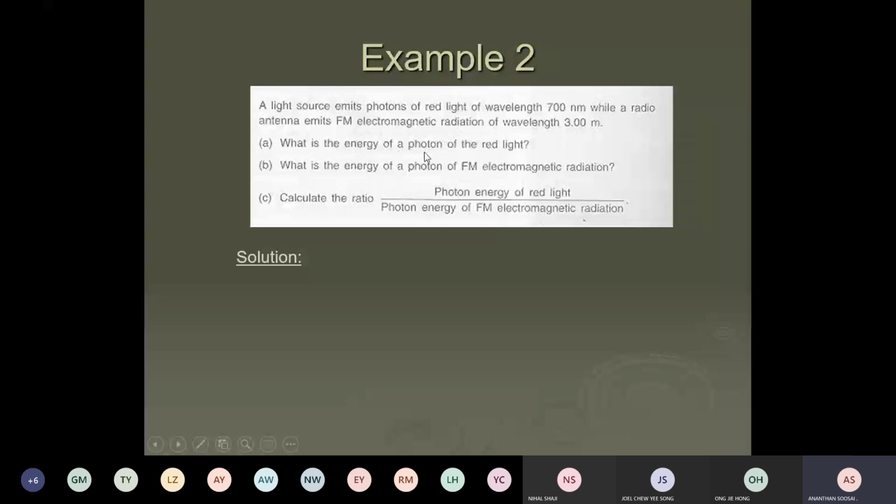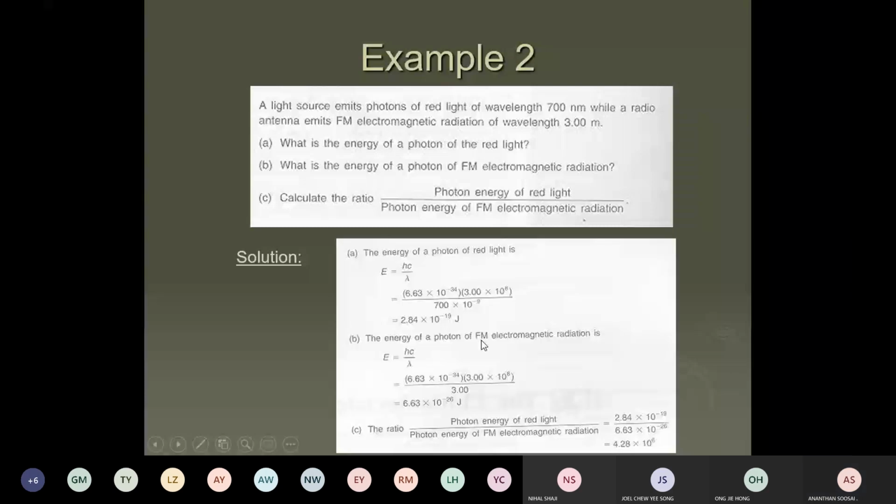So part A, what is the energy of a photon of red light? What formula has come to your mind? hf or hc over lambda. Here we go, hc over lambda, because wavelength is provided. So energy of photon is hc over lambda. Put lambda as 700, so you get the energy of the red light. Same thing for the EM radiation: put the wavelength of the EM radiation, you get its energy.